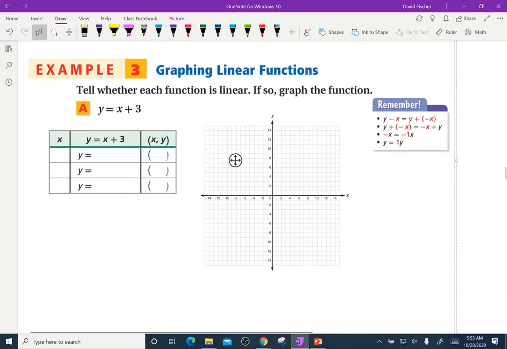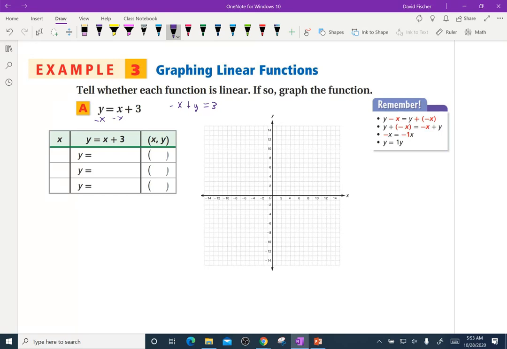So if we look at this equation right here, it's y equals x plus 3. We could write that in standard form by subtracting x from both sides. So I have a minus x plus a y equals 3. And tomorrow I'll show you why we'd want to do that. Okay, but right now this should be a linear line because we can put it into standard form.